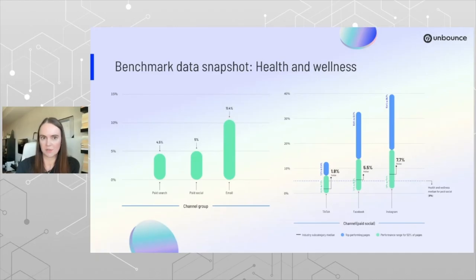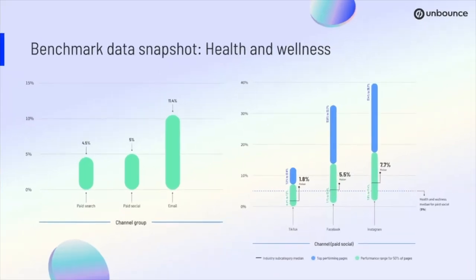The graphs on the screen are showing you channel-specific insights in health and wellness. What this data can really do is help you get a sense of which channels to prioritize, both in terms of effort and your budget allocation. You can see on the left that email overall is leading the way with an 11.4% conversion rate. And you can see on the right that there's a breakdown of which paid social channels are performing best, with Instagram leading the way with a 7.7% conversion rate.